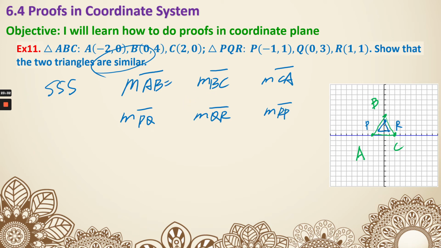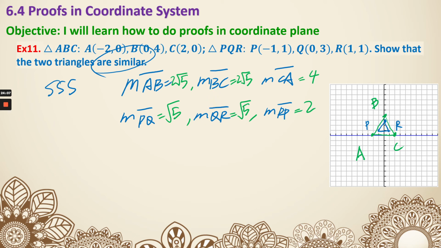For AB, that is going to be 2, the other one is 4, so it's going to be square root of 20, which is 2 square root of 5. BC, that's going to be the same thing, 2 square root of 5. CA is actually a flat line, which is 4. Next, if I want to find PQ, that is 1 and 2 in the right triangle, so it's square root of 5. QR is also square root of 5, and RP, when you look at it, is just 2.